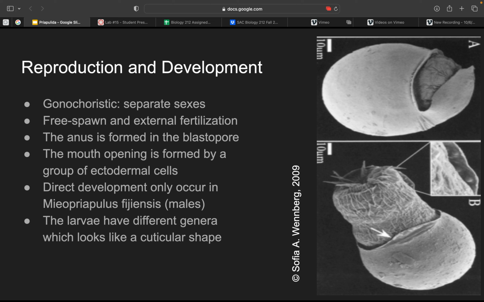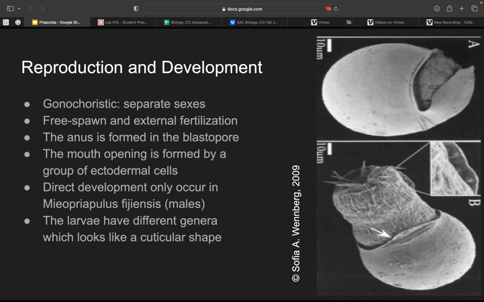So we're going to talk about the reproduction and development of it, and we should know that it has two separate sexes. The priapulans are gonochoristic, although the males are unknown in Maccabeus tentaculatus. The reproductive organs are similar in placement and connect both sexes. They are free spawning with external fertilization, first the females and then the males.